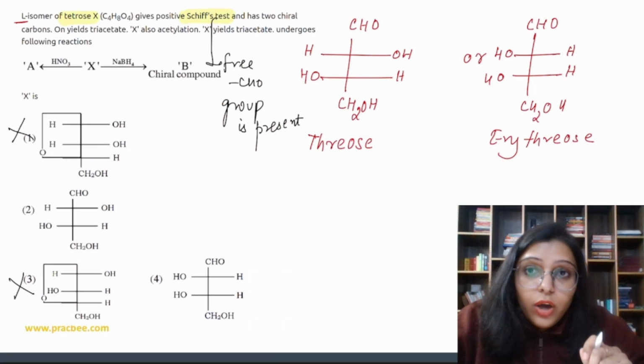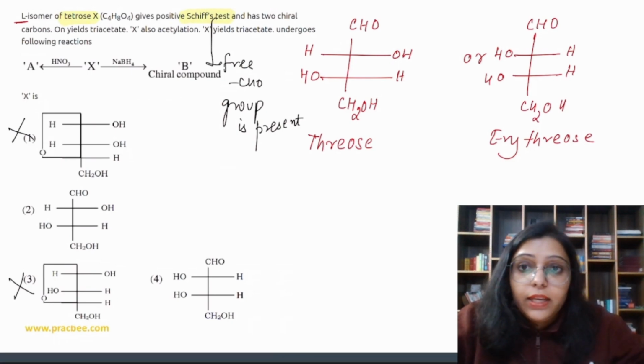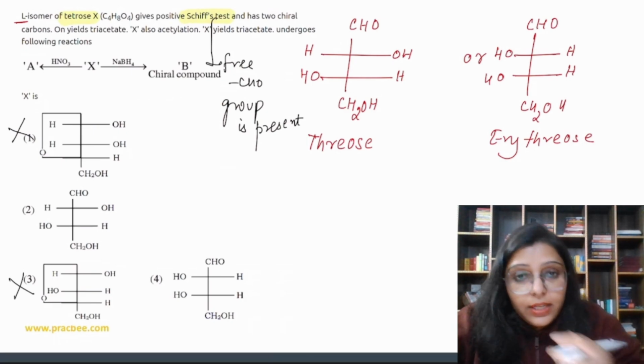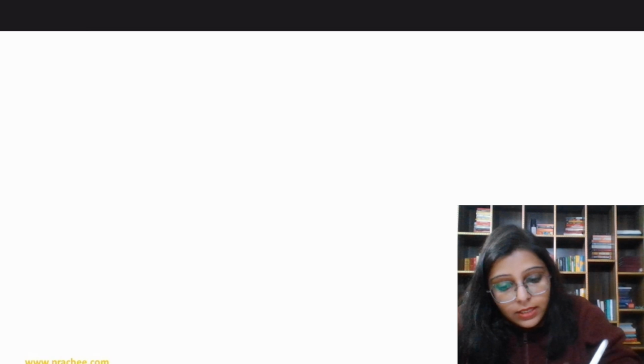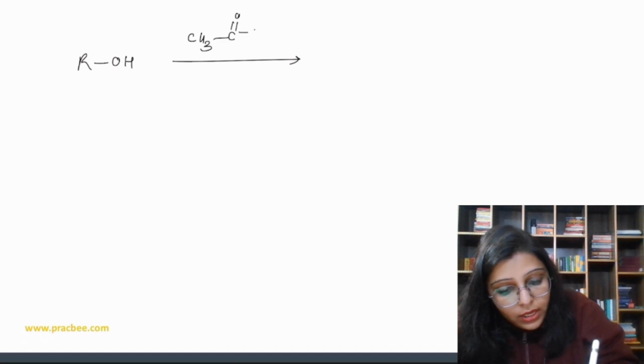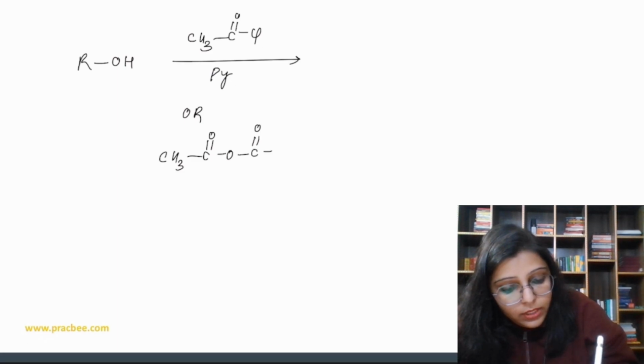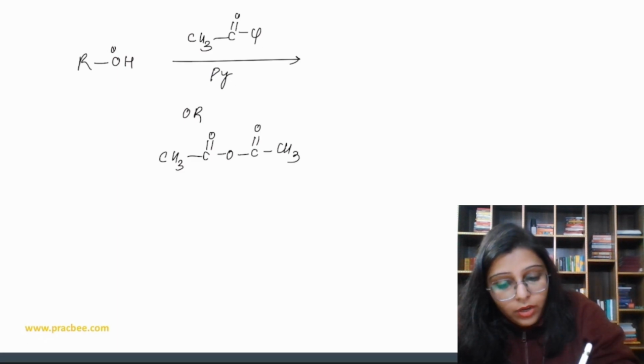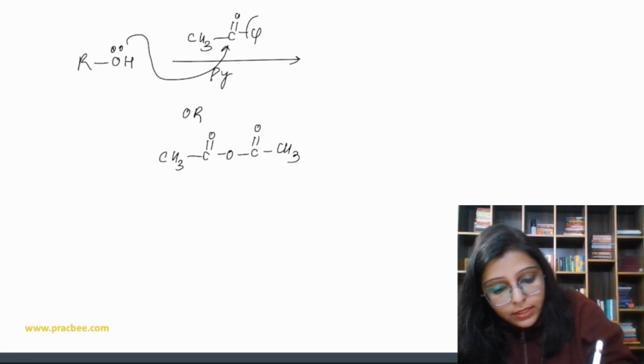Then on acetylation it yields a triacetate. So acetylation means if we have ROH and react this with CH3COCl in the presence of pyridine, or we can say acetic anhydride, CH3. So what do we get? Oxygen attacks over here and Cl leaves, right?